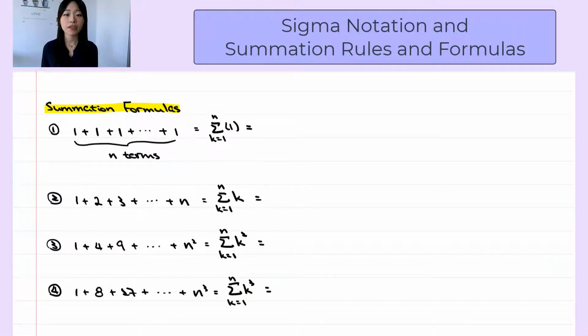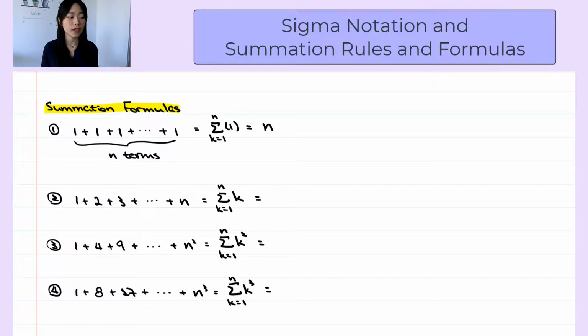There are 4 summation formulas. I recommend you to just memorize them because later on in Calculus 2, we'll use them a lot to calculate the signed area. The first formula is when you have 1 plus 1 plus 1, and in total you have n terms. In sigma notation, you write it as the sum of 1, and the index starts at 1 until n. And this simply equals to n.